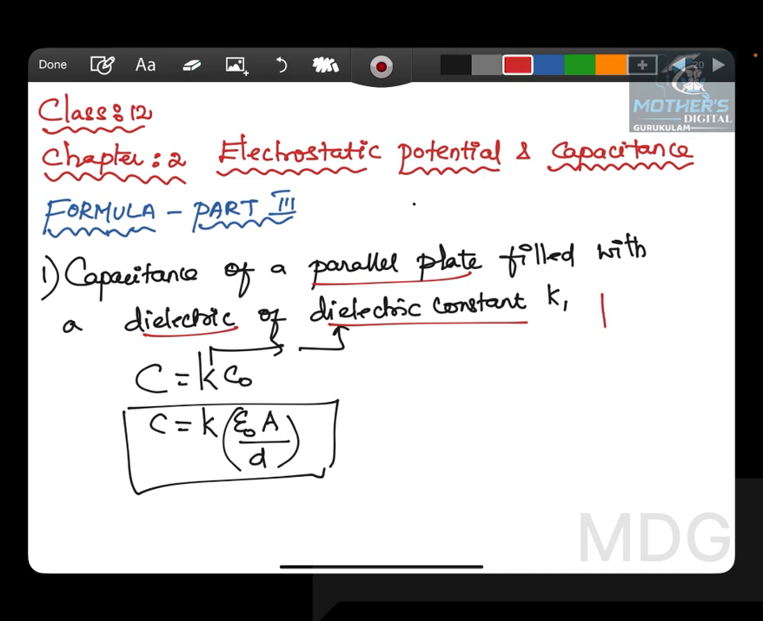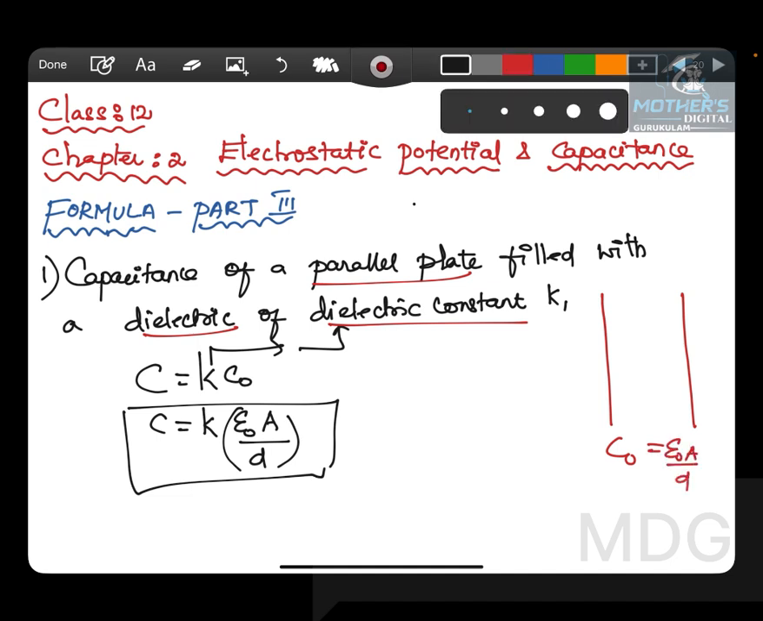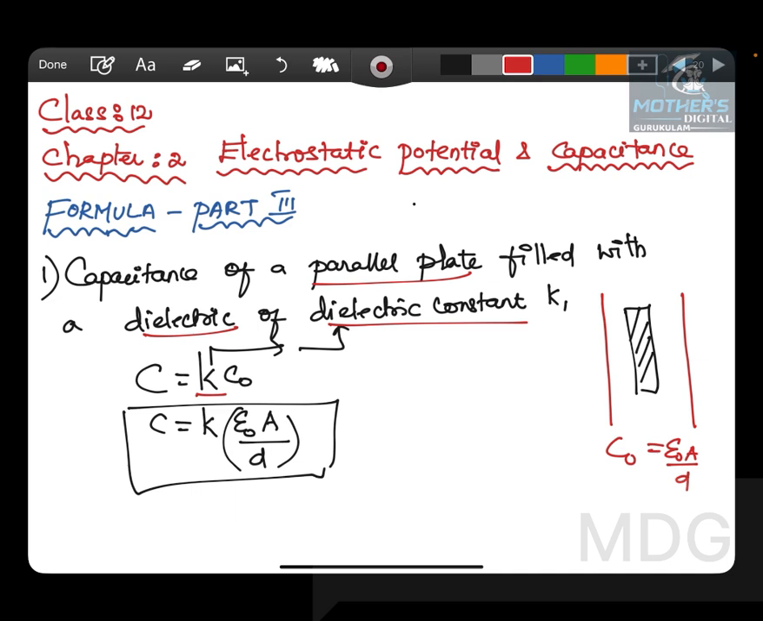If the plate is filled with air, we'll call it C naught, whose value is epsilon naught A by D. Within the plate, if we place a dielectric, the formula becomes C equal to K times C naught. That can also be written as C equal to K epsilon naught A by D, where A is the area of the plate, D is the distance between the plates, epsilon naught is the permittivity of free space, and K is the dielectric constant.